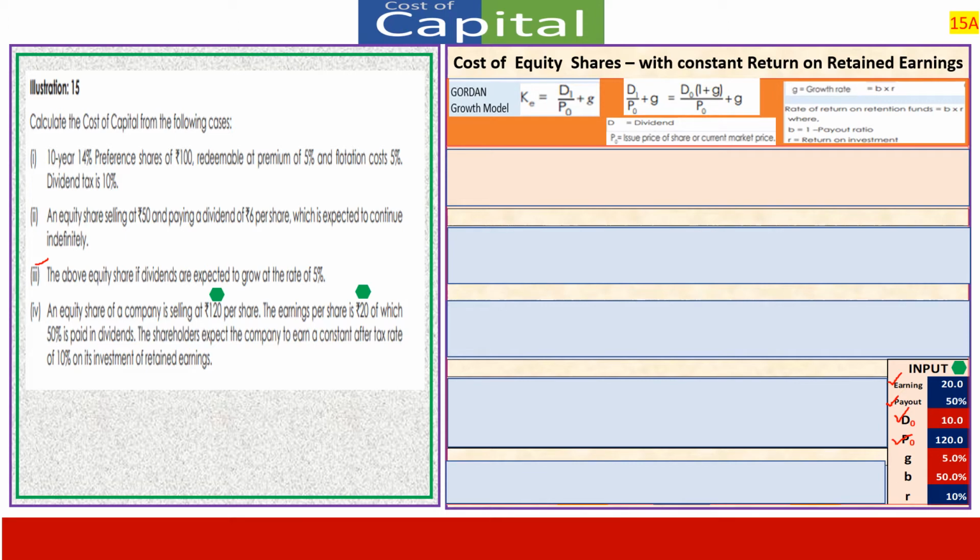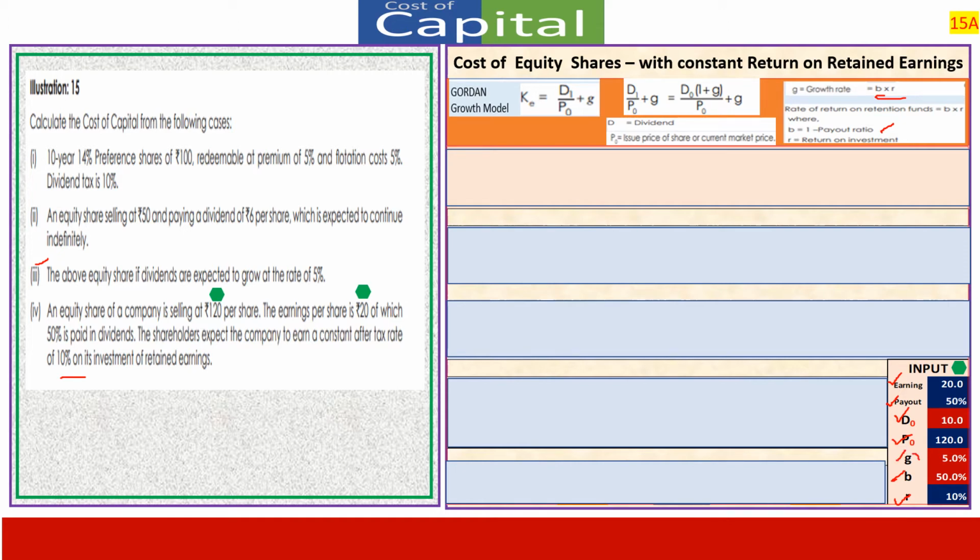Then the shareholders expect the company to give a constant after-tax return of 10%. Rate expected as rate of return is 10%. Now this gives us R. What is B? In the formula, B is equal to 1 minus payout ratio. Payout ratio is 50%, means 0.5. 1 minus 0.5 is equal to 0.5. B is 0.5, that is 50%. R is 10%. G is equal to B into R, means 50% into 10% is equal to 5%.